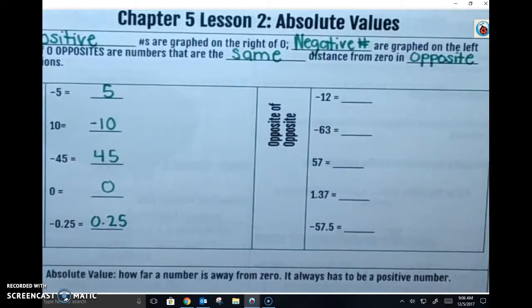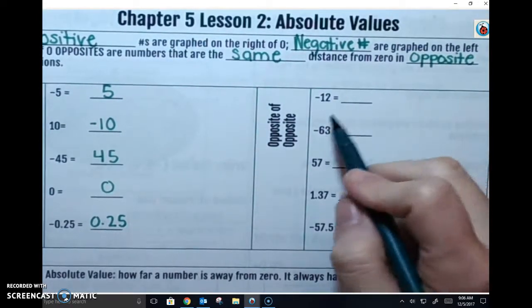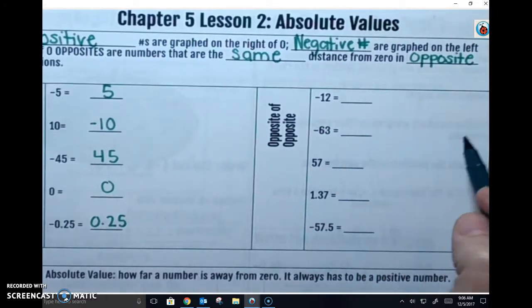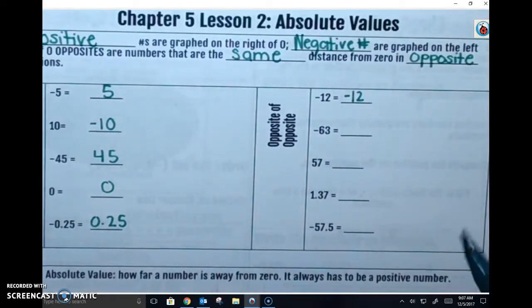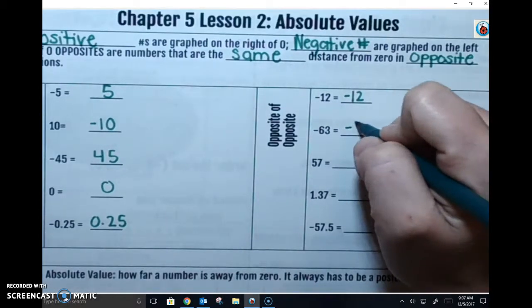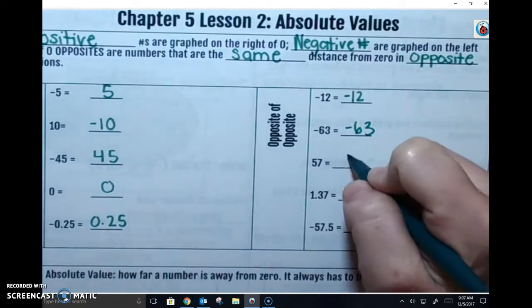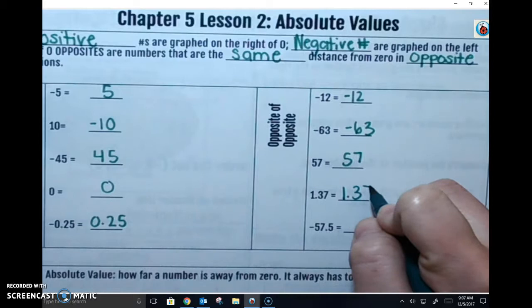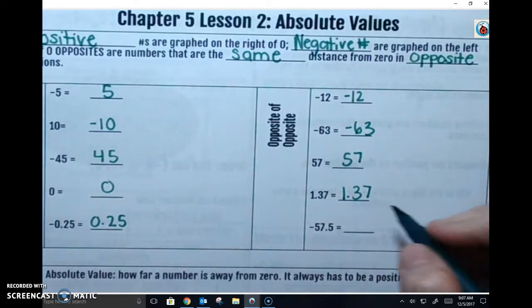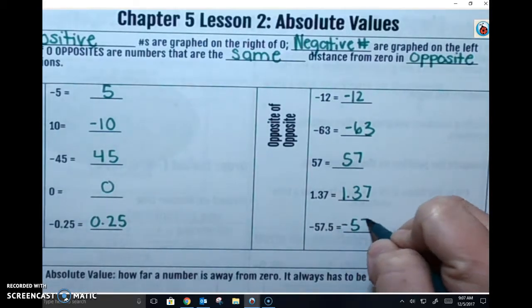The other side just likes to try to trick you a little bit. It's the opposite of the opposite. So the opposite of negative 12 is 12. The opposite of 12 is negative 12. So basically you're just writing the same exact number down. So the opposite of negative 63 is 63, and the opposite of that is negative 63. So 57 would be 57, 1.37 would be 1.37, and negative 57.5 would be negative 57.5.